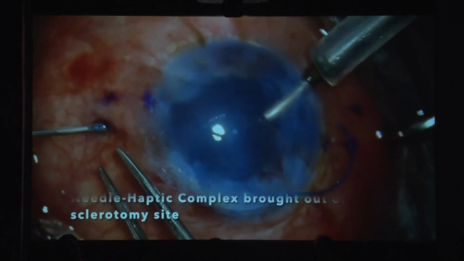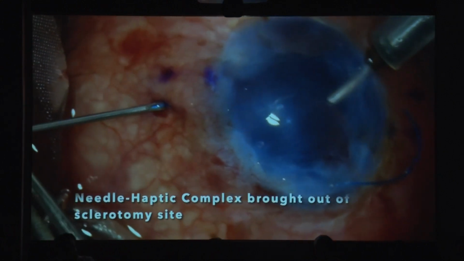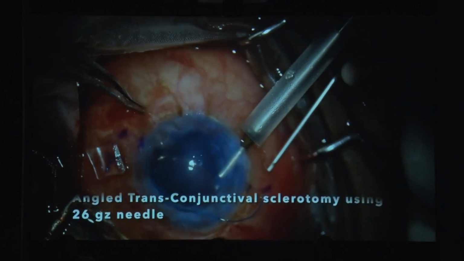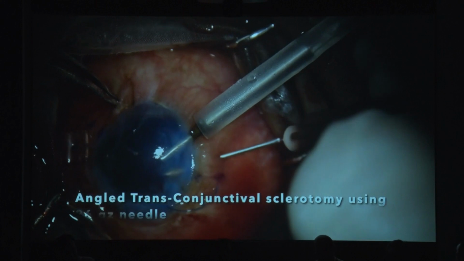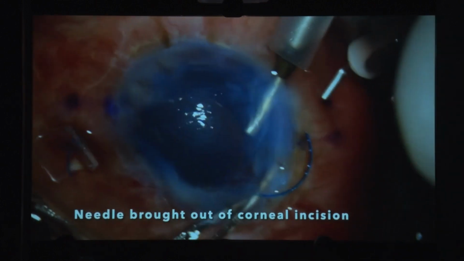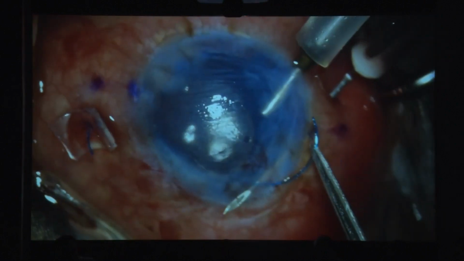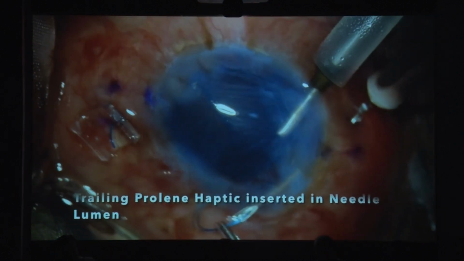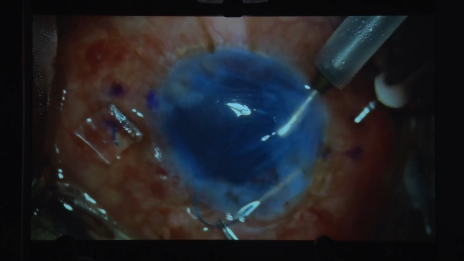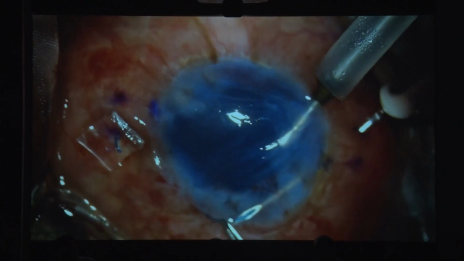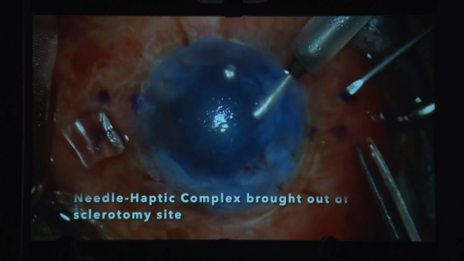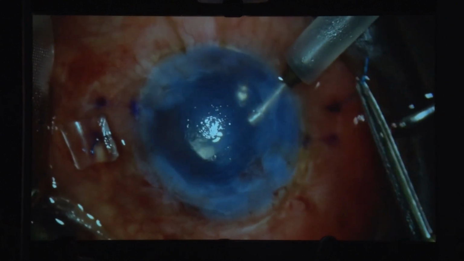The needle haptic complex was brought out of the sclerotomy site. The PVC stopper was applied to prevent slippage of the haptic, and similarly 2 mm away on the other side, the needle was taken into the eye and then brought out of the corneal incision, and the trailing prolene haptic was then introduced into its lumen. This needle haptic complex was again brought out of the sclerotomy site.